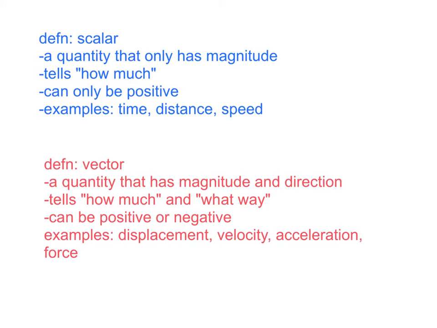Next we have a vector. A vector is a quantity that has a magnitude and direction. So it's going to tell you how much and what way the object is moving, or what way a force is acting, what way an object ends up. Because it has direction, a vector can be positive or negative. Negative just means that it's moving to the left or down. Positive refers to anything going up or to the right. Examples of vectors would be displacement, velocity, acceleration, or force.